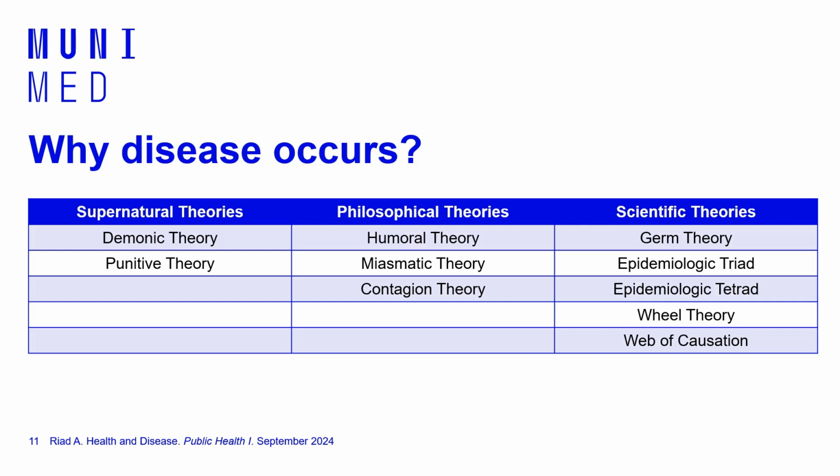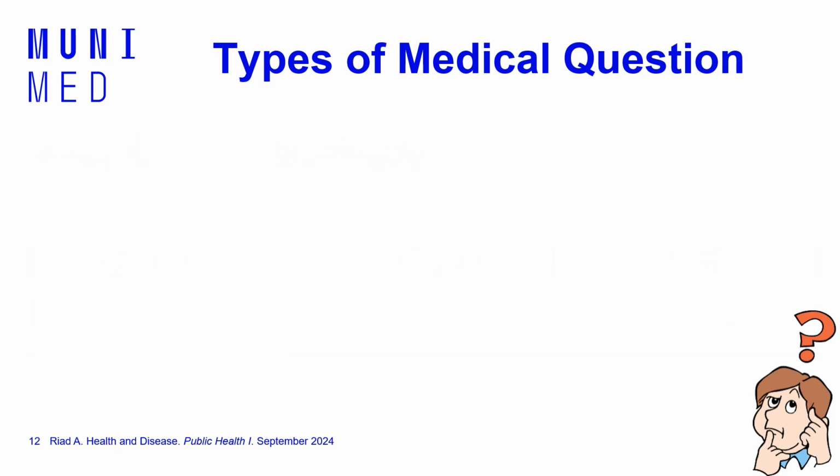And finally, today we have the scientific theories that are based on scientific evidence, starting from the Germ theory, epidemiologic triad, epidemiologic tetrad, wheel theory, and nowadays we have the web of causation theory. Okay, so these were the theories of disease causation. Now let's go to the types of medical question.